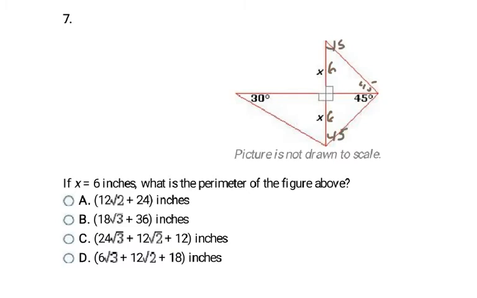So I know that these are both 45, 45, 90 triangles. And this one here is a 30, 60, 90 triangle. And it wants to know what the perimeter is. So that means I'm going to have to fill in what all of these other sides are.